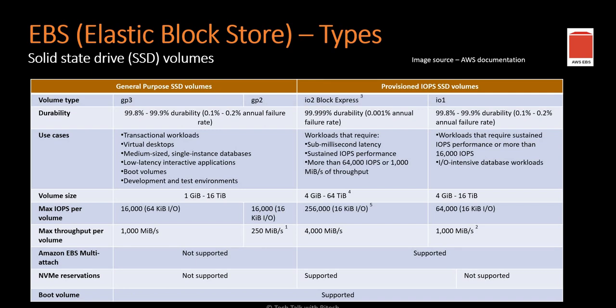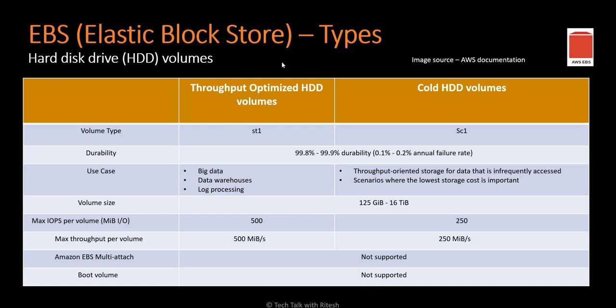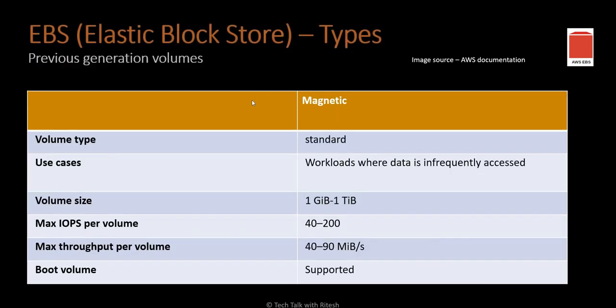The last one is the previous generation one, which is the magnetic one. We can just go through this table, but I think even in the associate exam the question might not come, but it's good to have knowledge about it. Boot volume is supported, this is the throughput, this is the IOPS per volume, and the use case is workloads where data is infrequently accessed.